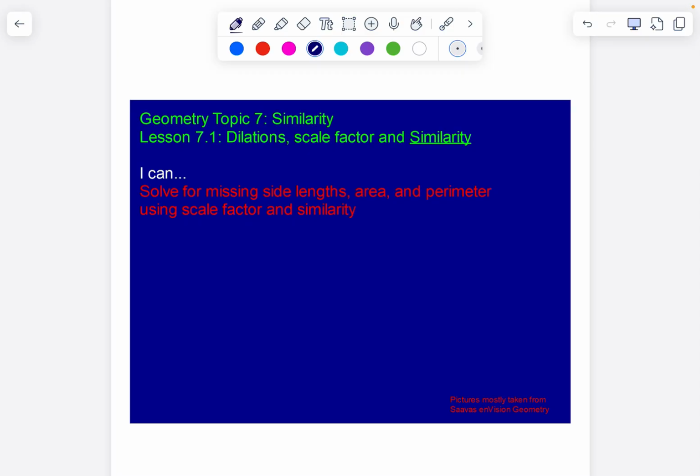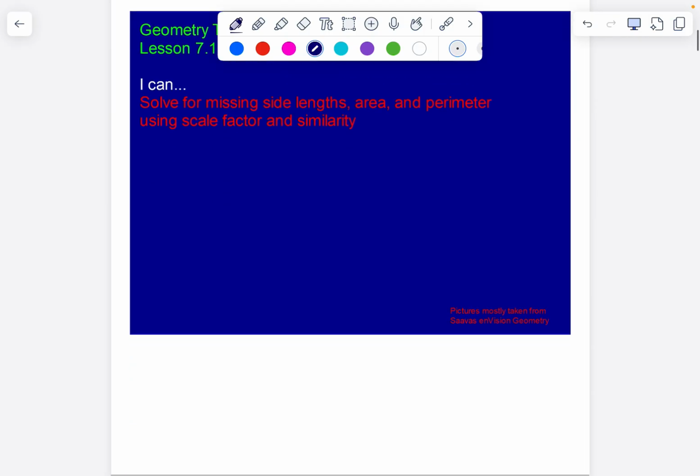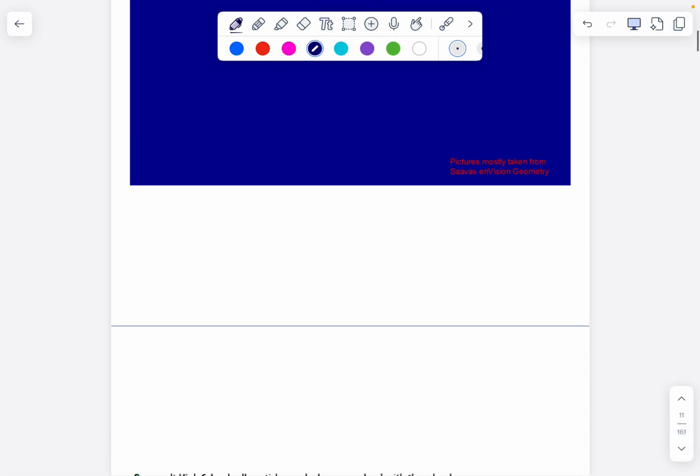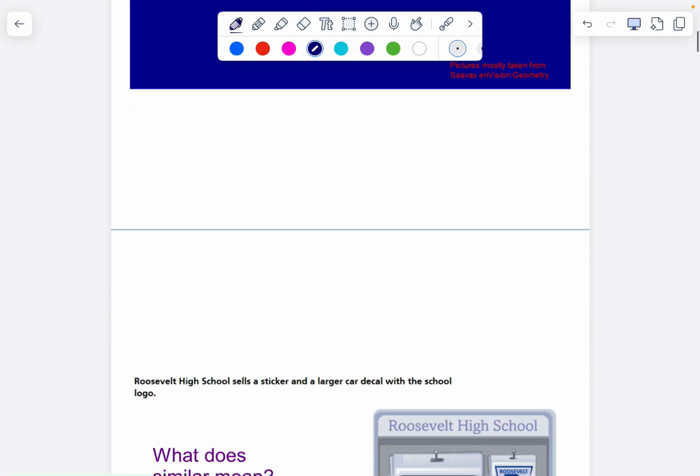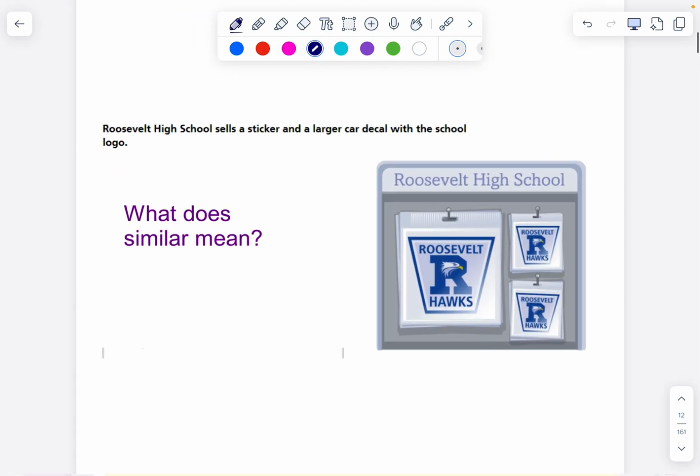So have you heard the word dilation before in a math context? So dilation, scale factor, I've said several times today, and then similarity, of course. So it says solve for missing side lengths. Area and perimeter, pretty interesting. Well, area is with scale factor and similarity. So that'll be a day or two from now. And then, did you have a question? No, okay. All right.